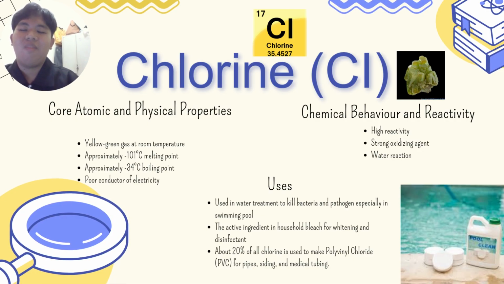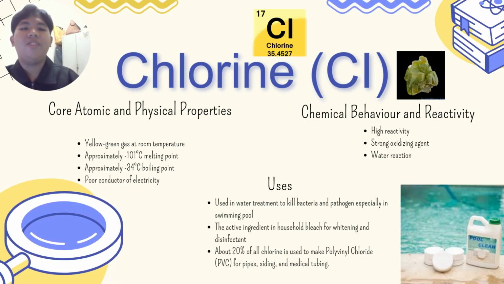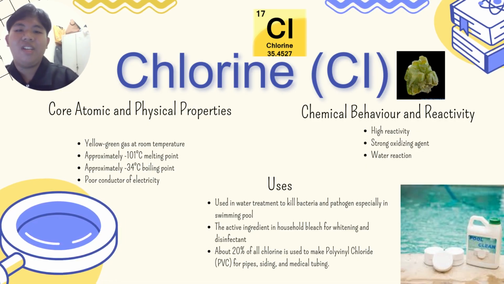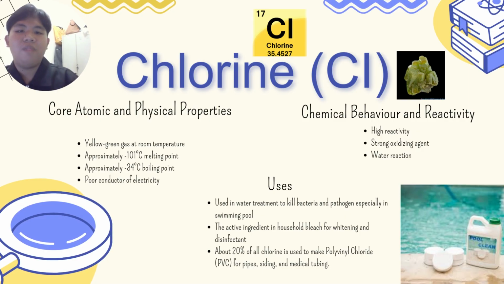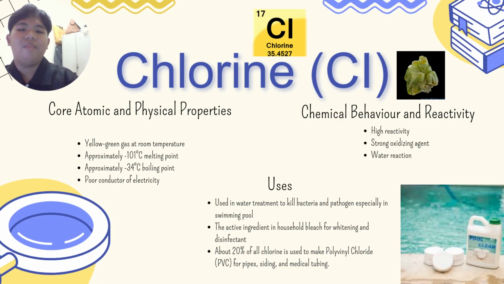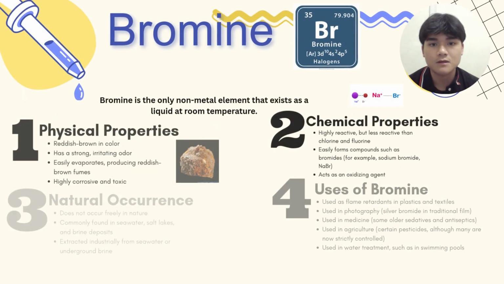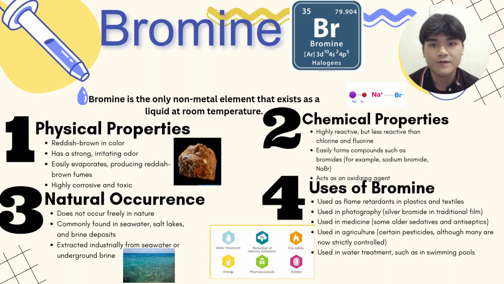For chlorine's common uses: chlorine is used in water treatment to kill bacteria and pathogens, especially in swimming pools. It is the active ingredient in household bleach for whitening and disinfecting. And lastly, about 20% of all chlorine is used to make polyvinyl chloride (PVC) for pipes, siding, and medical tubing. That's all for chlorine. For the third halogen, we have bromine.